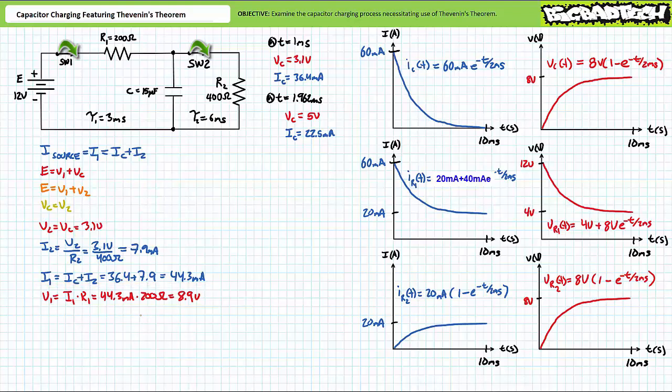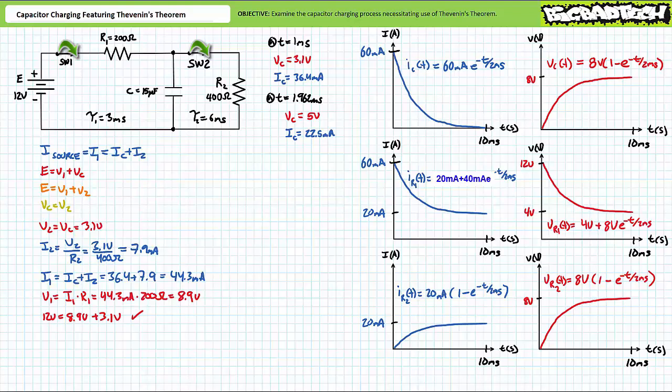If both VC and V2 equal 3.1 volts, and V1 equals 8.9 volts, does the summation of these two equal the rise induced by the source? Indeed they do. 8.9 volts plus 3.1 volts equals 12 volts. In summary, at t equals 1 millisecond, VC equals 3.1 volts, IC equals 36.4 milliamperes, V1 equals 8.9 volts, I1 equals 44.3 milliamperes, V2 equals 3.1 volts, and I2 equals 7.9 milliamperes.